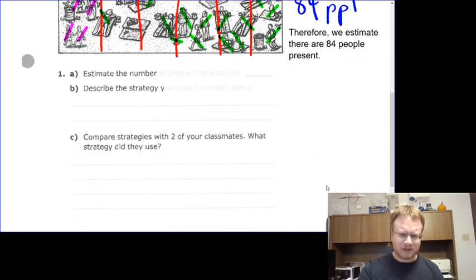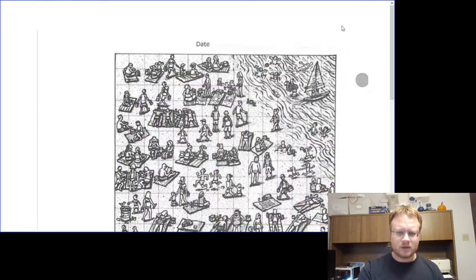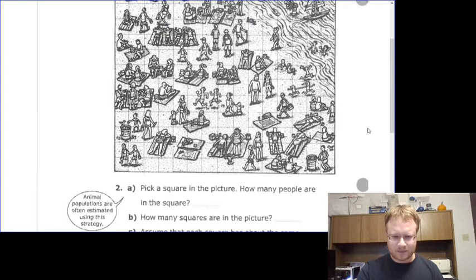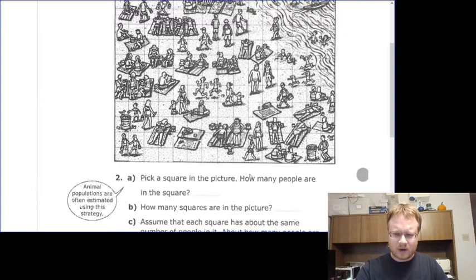And then compare with a classmate. We don't need to worry about that. All right, let's try estimating again. In this case, they've kind of made a lot more sections. Instead of long strips, we're looking at squares. So pick a square in the picture. How many people are in the square?